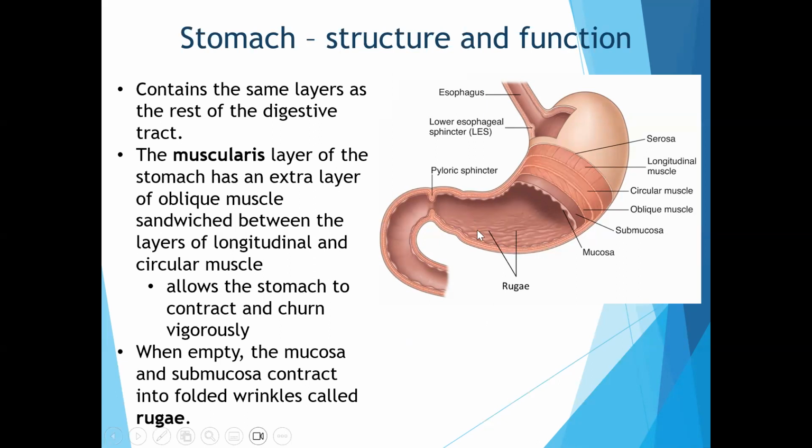You'll also see these bumps within the stomach known as rugae. So when it's empty, the mucosa and submucosa actually contract and fold into these rugae. So it shrinks when empty, and it allows it to expand when full, is really the reasoning we have those folds.